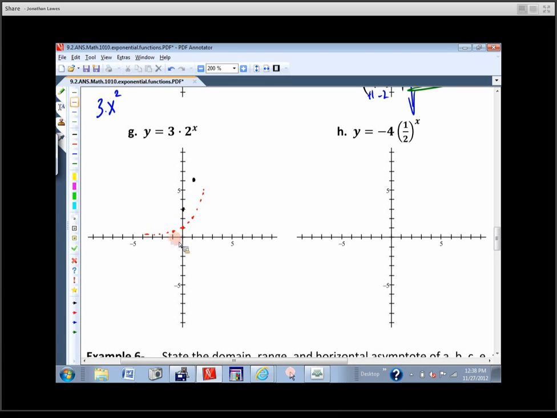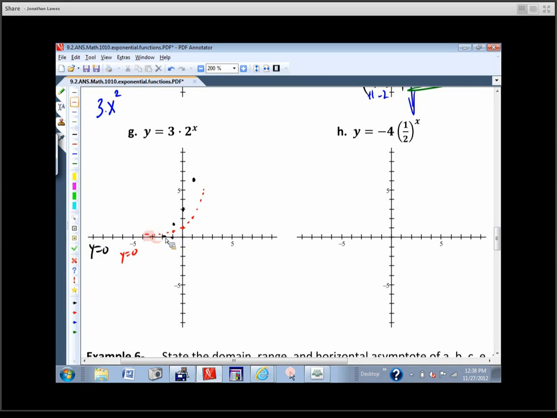Instead of being at negative 1, 1/2, we're going to be at negative 1, 3/2. Very good. I had a lot of people say that right now. Now, if the old horizontal asymptote was y equals 0, what if I stretch 0 by a factor of 3? Stays the same. It's still 0. So I still have a horizontal asymptote of y equals 0.